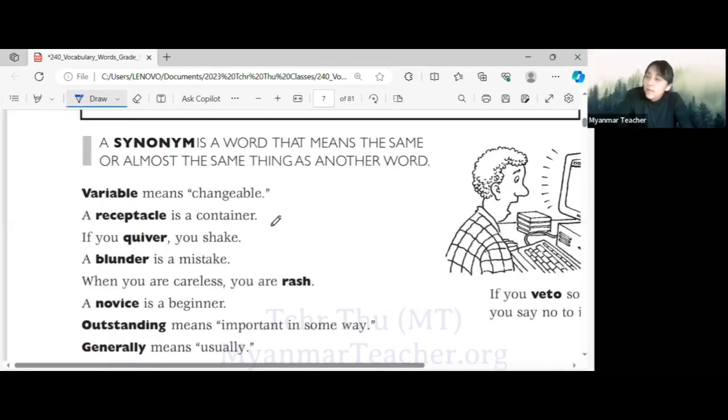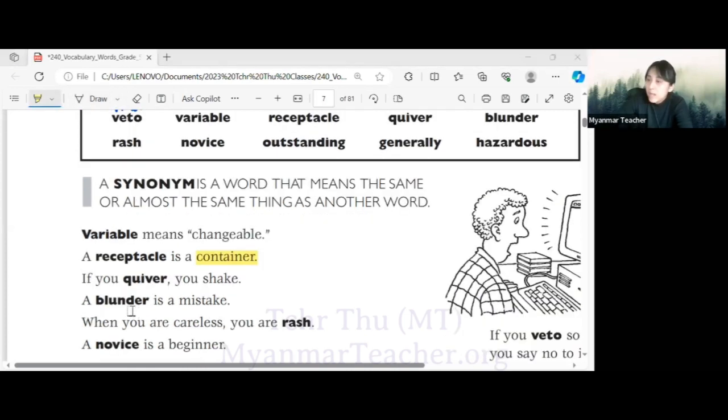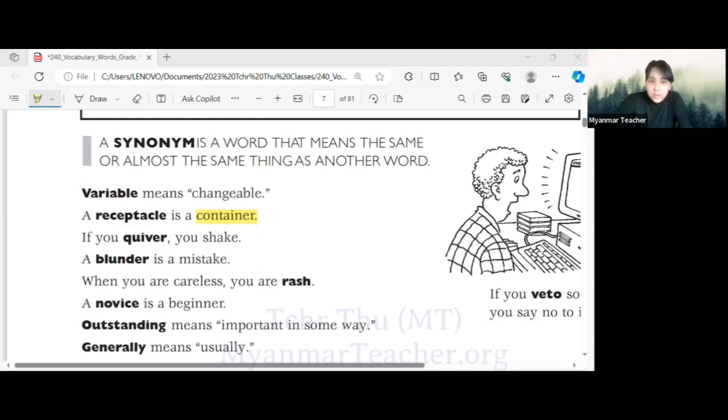And then variable, it means changeable. And then receptacle, what does it mean? It's a container. So receptacle is a container. And then a blunder is a mistake. Spelling is B-L-U-N, not E-N, B-L-U-N, D-E-R, blunder. It's a mistake. So a blunder is a stupid or careless mistake, okay? And then rash, what does it mean?